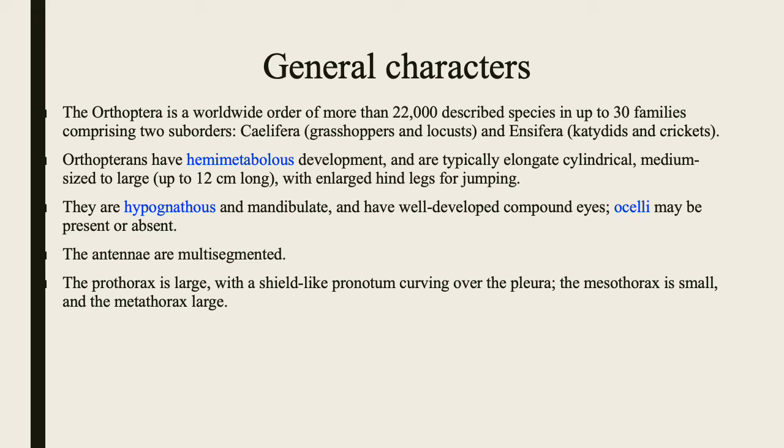Orthopterans are hemimetabolous insects. They have hemimetabolous development, means they have nymphal stages in their development and are typically elongate, cylindrical, medium to large sized, and their hind legs are meant for jumping. Their size is up to approximately 12 centimeters long. I hope you know the term used for jumping legs is saltatorial.